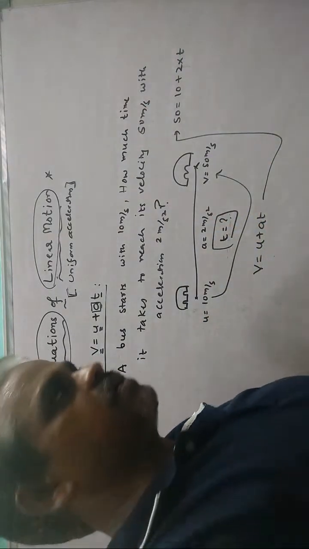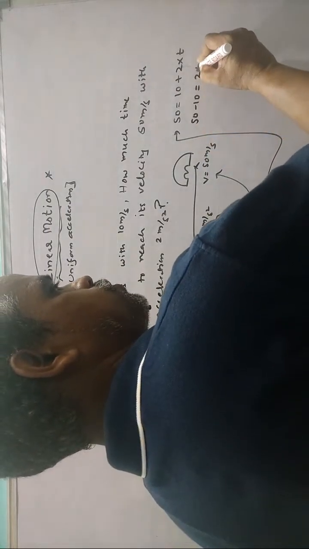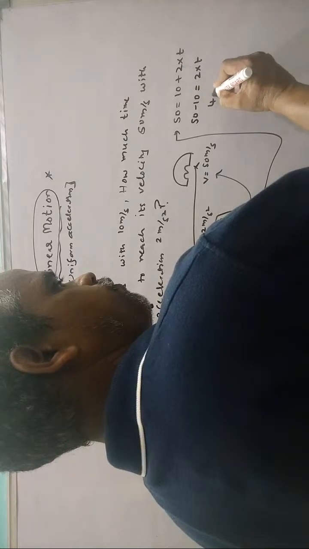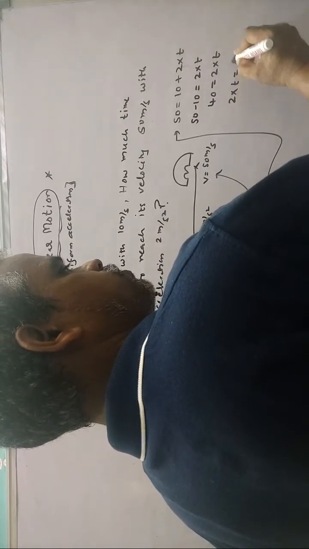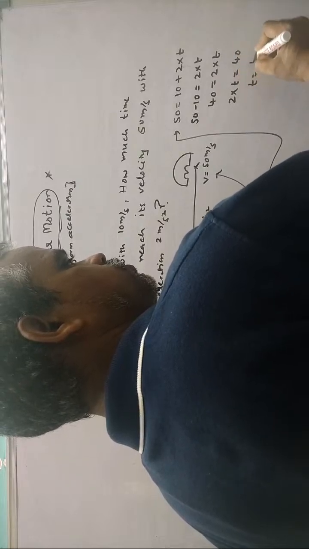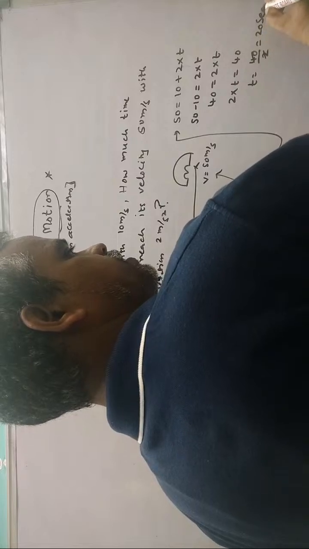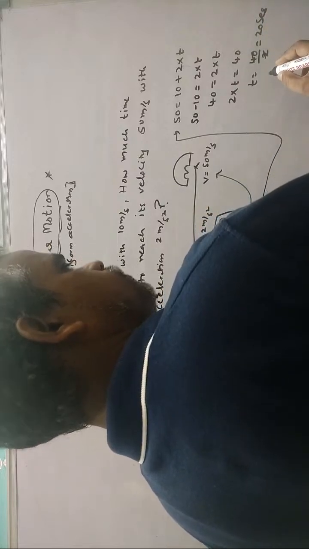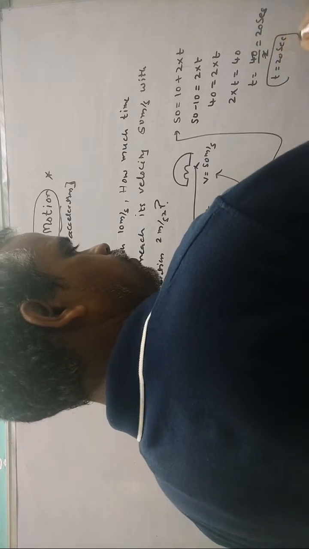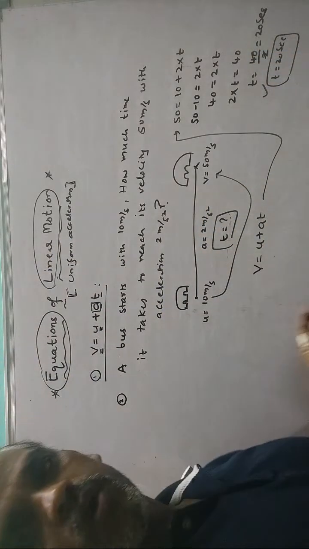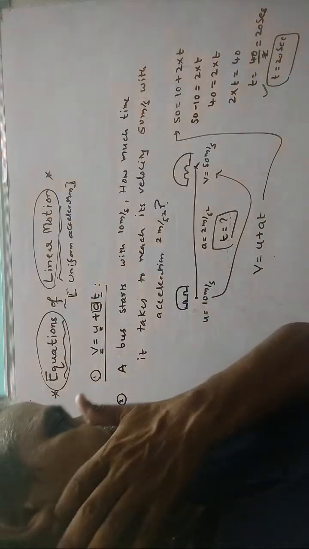Now we will check it. 50 minus 10, 2 into t. 40 equal to 2 into t, 2 into t equal to 40, t equal to 40 by 2, that is equal to 20 seconds. T equal to 20 seconds. Good, very nice. Balu, you did well. Here the time taken is 20 seconds.